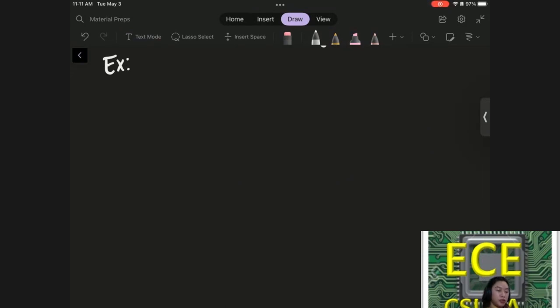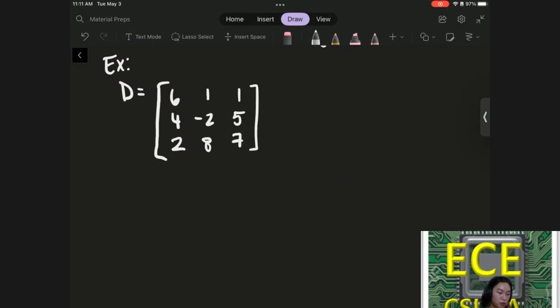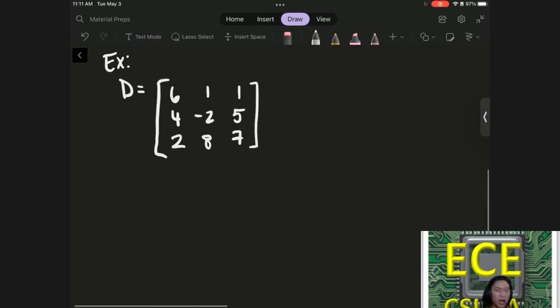Let's say I give you a matrix D. And it's 3 by 3, so it's 6, 4, 2, 1, minus 2, 8, 1, 5, 7. I don't really like memorizing formulas because I have the worst memory ever. So I'm going to do the little trick.